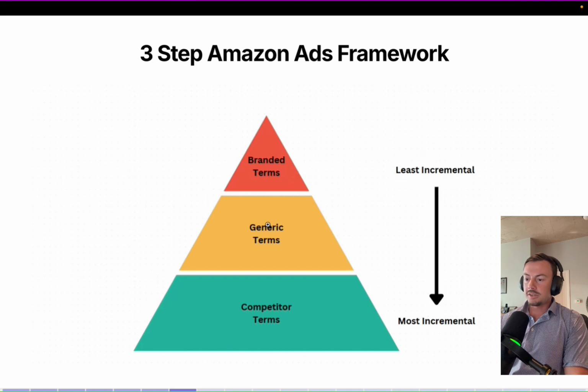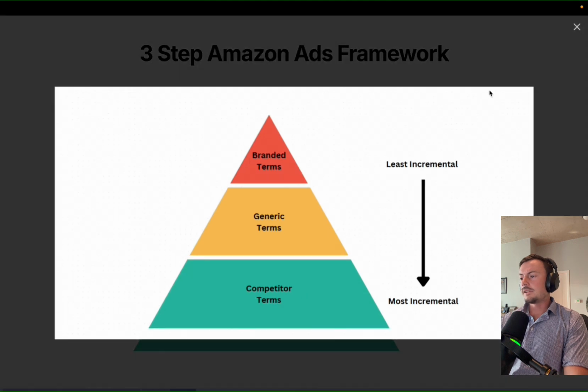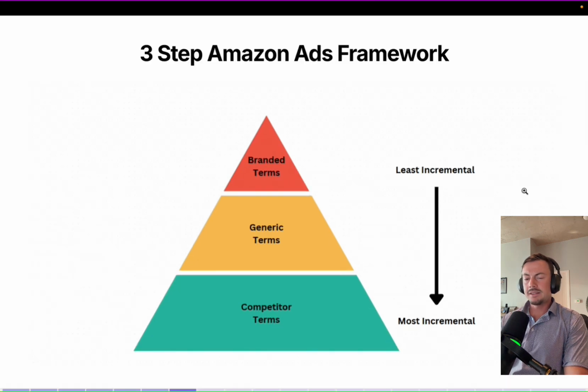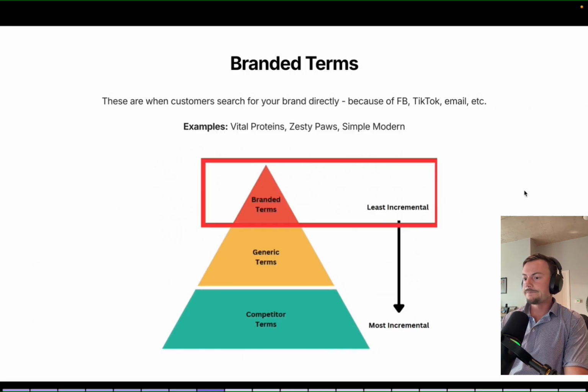Branded terms, generic terms, and competitor terms. And you can rank these on a measure of incremental growth. So if we think about it, branded terms are probably going to be the least incremental, while competitor terms are probably going to be the most incremental. And there's a spectrum here. So let's dive into every single one of these and let's dive deep.